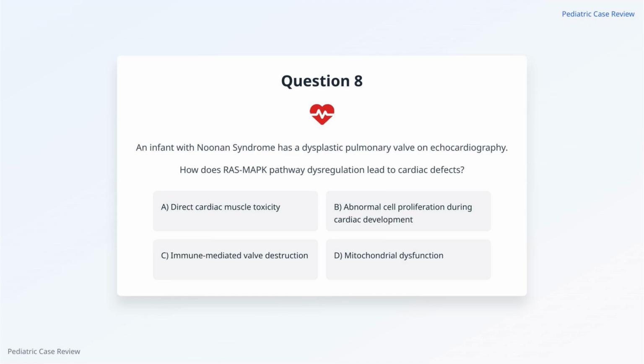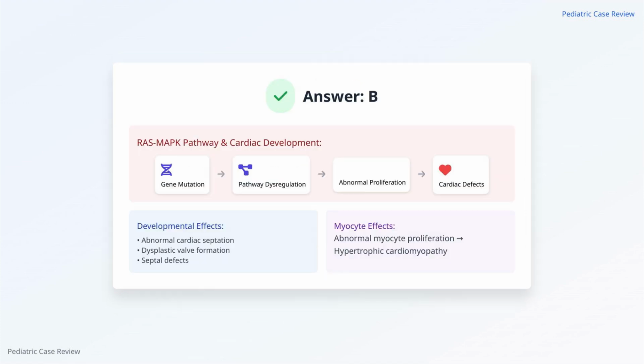Question 8. An infant with Noonan syndrome has a dysplastic pulmonary valve on echocardiography. How does RAS-MAPK pathway dysregulation lead to cardiac defects? Option A. Direct cardiac muscle toxicity. Option B. Abnormal cell proliferation during cardiac development. Option C. Immune-mediated valve destruction. Option D. Mitochondrial dysfunction. The correct answer is B.